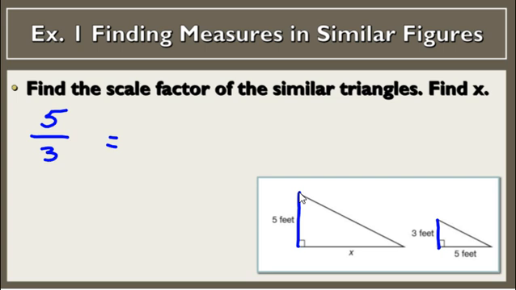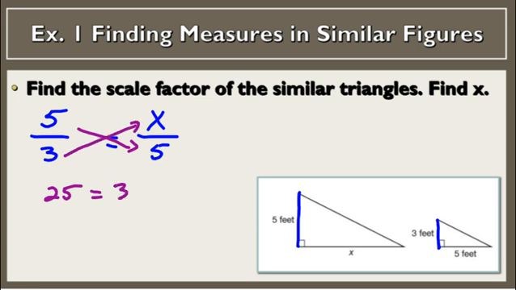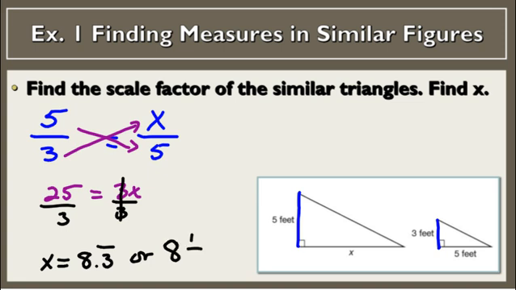And then we need to find x. So 5 in the big triangle is to 3 in the small triangle as x in the big triangle is to 5 in the small triangle. Then we cross multiply. 5 times 5 is 25 equals 3 times x, which is 3x. To get x by itself, we divide by 3. So we have x equaling 8.3 repeating, or you could just keep it as a fraction. We can make that a mixed number. It'd be 8 1/3.